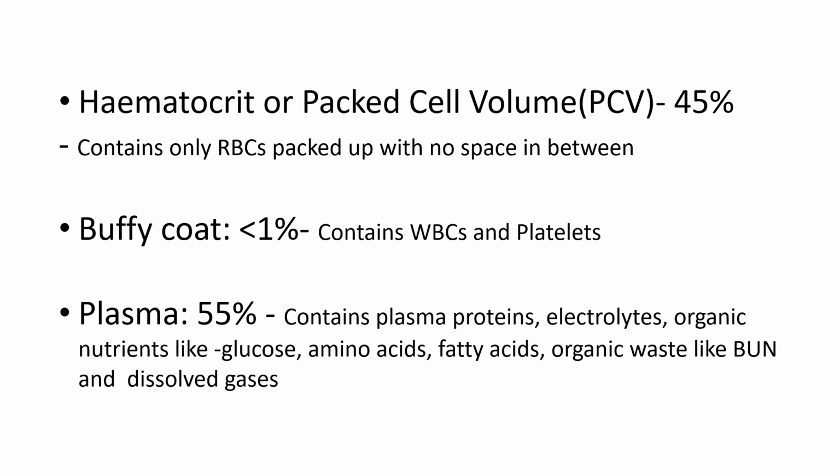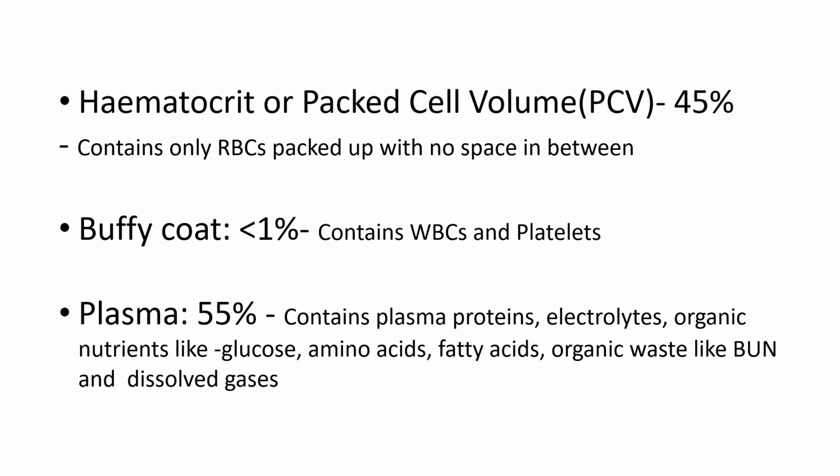The lowermost component, we call it hematocrit or packed cell volume, which is usually 45%. It contains RBCs packed up with no space in between. The middle layer is the buffy coat, which is less than 1%, and it contains platelets and WBCs.